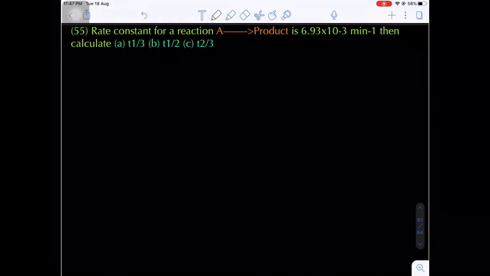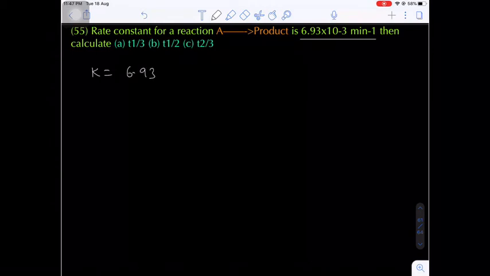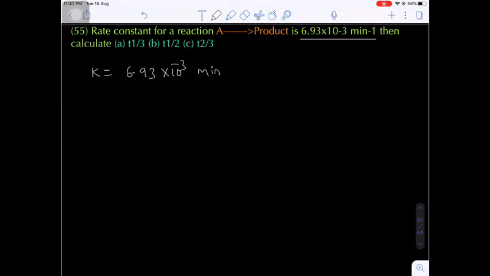Okay. Now the rate constant for the reaction A gives product is 6.93 into 10 raised to minus 3. Here what is the rate constant K value given? 6.93 into 10 raised to minus 3 per minute. From this rate constant unit, we can conclude it is a first order kinetics. Yes or no? After getting the first order kinetics, it is easy to find the time period.